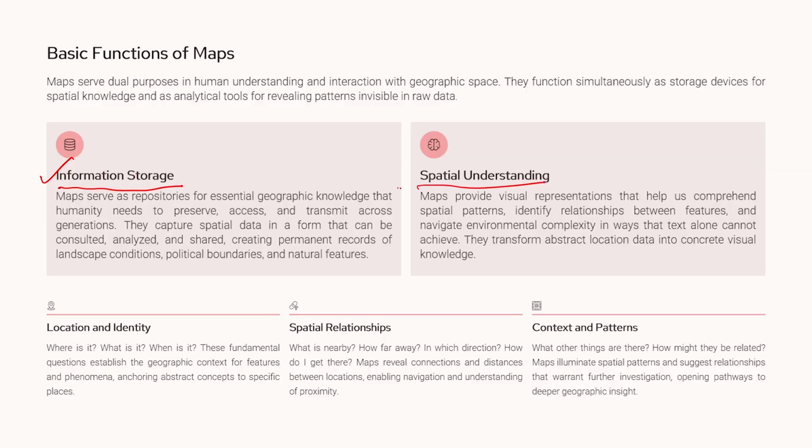The second one, spatial understanding. You see here, a map provides visual representations that help us comprehend spatial patterns, and you try to establish relationships between geographic entities. For example, when you have a road, along the road, right side, left side, what type of geographic features you have. When you want to assess the relationship with a river, what about agricultural lands we have, whether right side, left side. So, that will explain so much about the spatial relationships.